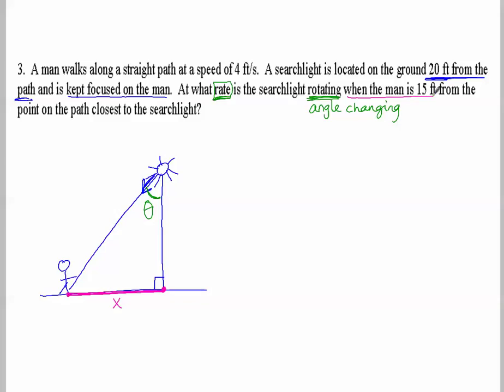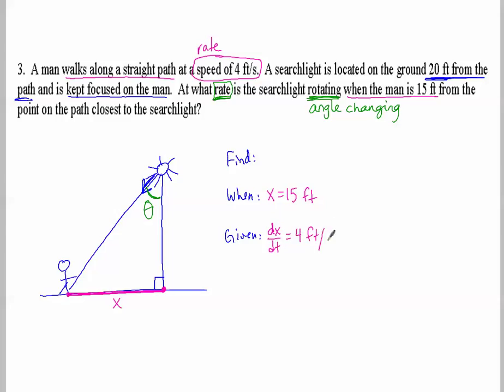When the man is 15 feet from that point, if we're trying to list our find, when, and given, I want to jot down that piece of information. So when x equals 15 feet, when this distance is 15 feet. What else can we put in our find, when, given? A man walks along the straight path at that speed. Well, speed is a rate, and he's walking along that path. So it's the rate that this is changing. So that's dx/dt equals 4 feet per second. It's how fast this length is changing.